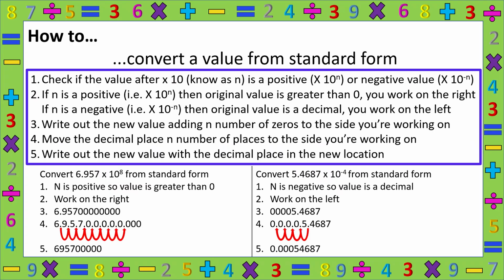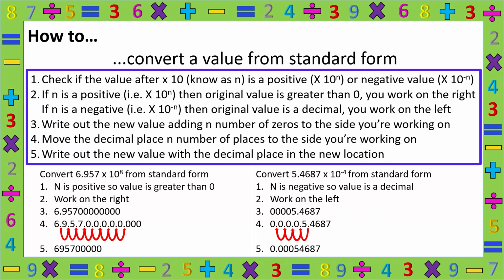If we are given a number in standard form and we want to turn it into its original number, we simply do the reverse process. So 6.957, we have 10 to the power of 8. That means that we're going to move the decimal place 8 steps. And because it's a positive power, we're going to have an original number which is really, really big. It's not going to be a decimal.